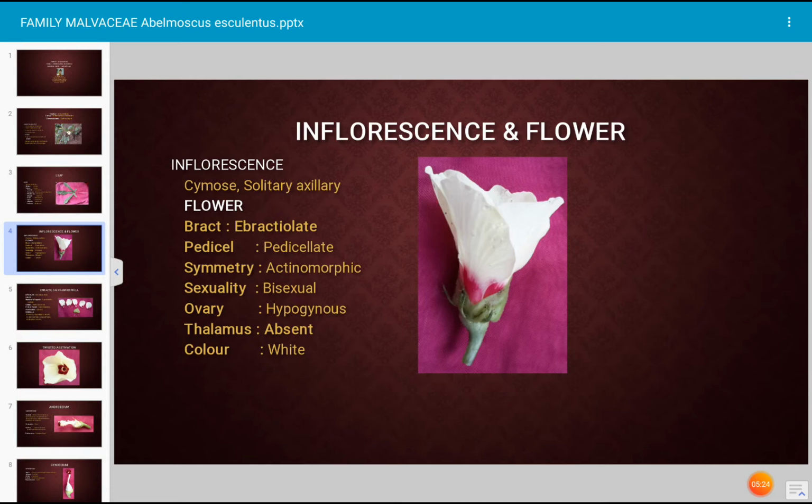Okay. Pedicel. Pedicel is present. Pedicel is the stalk of the flower. When the pedicel is present in the flower, it is described as pedicellate. Okay. And symmetry of the flower is actinomorphic. Actinomorphic flower means that in any vertical plane, if you divide the flower, two equal parts are obtained. Such a flower is an actinomorphic flower. Okay. Sexuality of the flower.